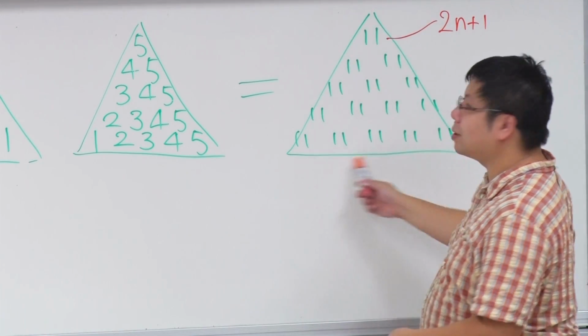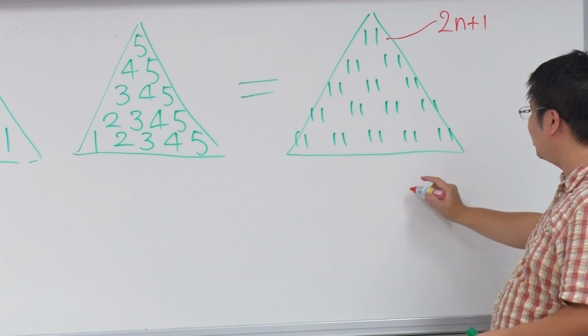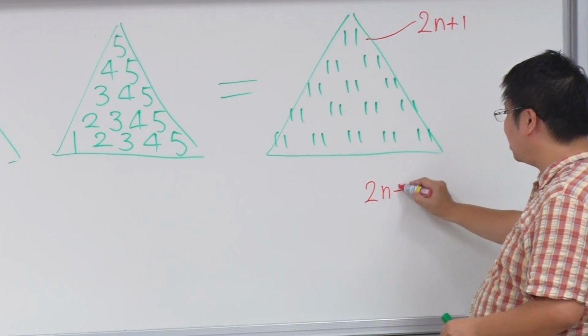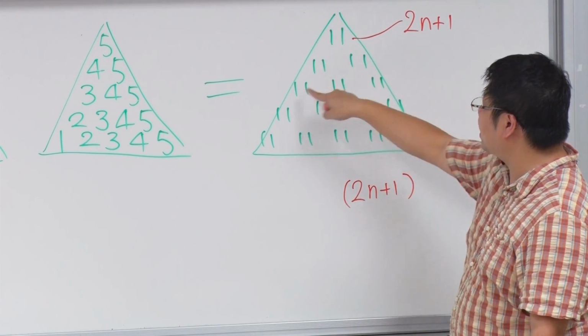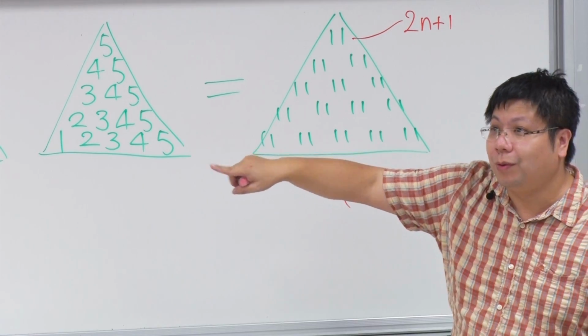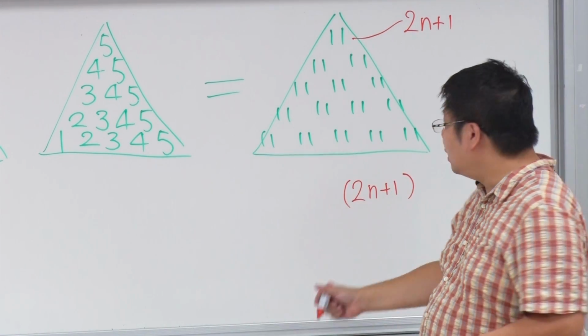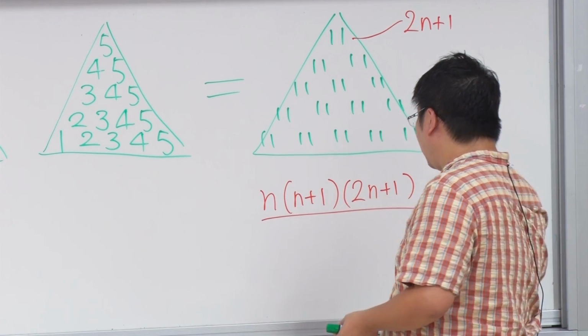So what is the total sum of values here? Then this will be very simple. In general, every term is 2n plus 1, right? How many terms do you have? 1 plus 2 plus 3 plus 4 up to n. We have done that before: 1 plus 2 plus 3 up to n is equal to n times n plus 1 divided by 2.